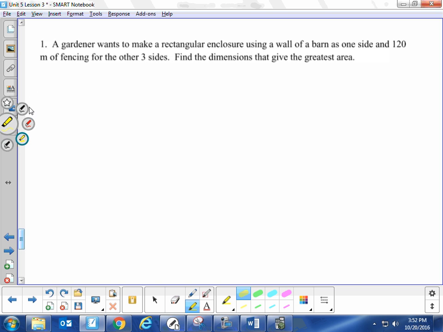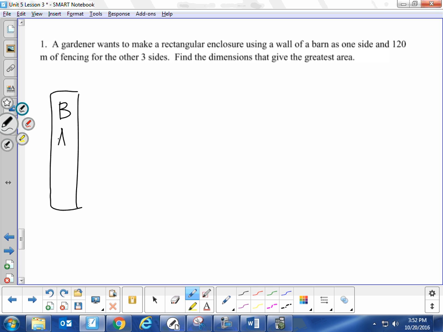Okay, let's do the Gardner problem. So we have a rectangular enclosure. You have a wall of a barn. So here is our barn. We're looking from the roof here, bird's eye view. And then we have a rectangular enclosure here.